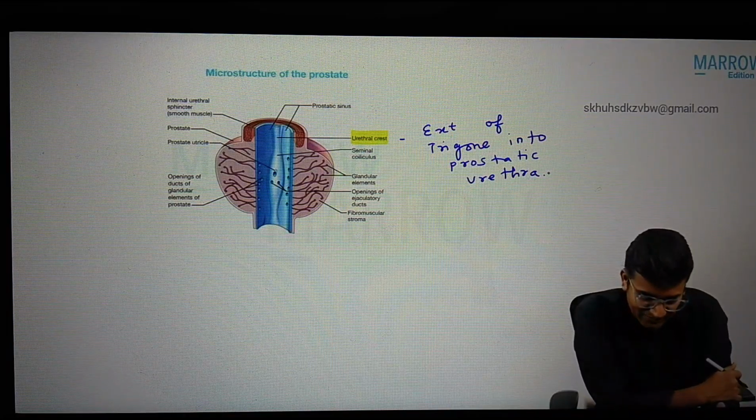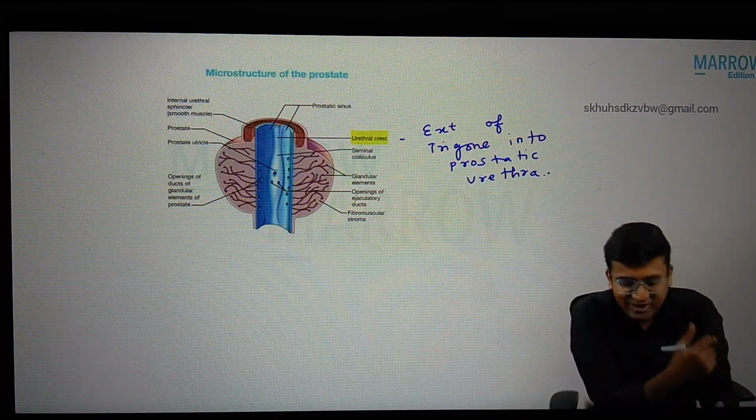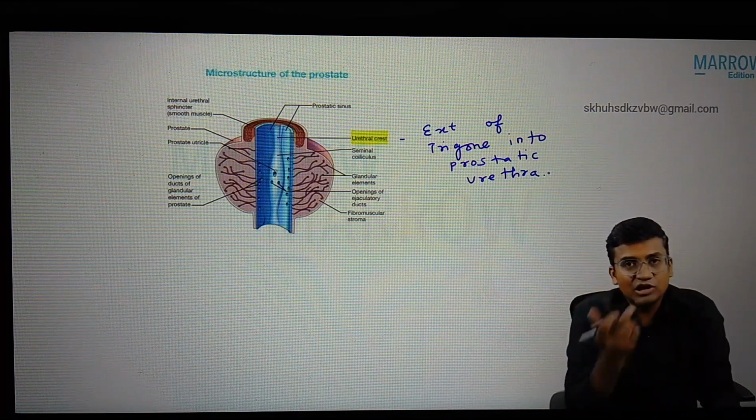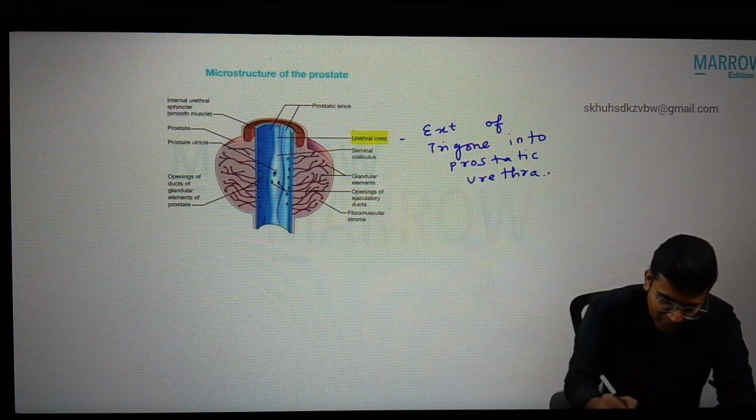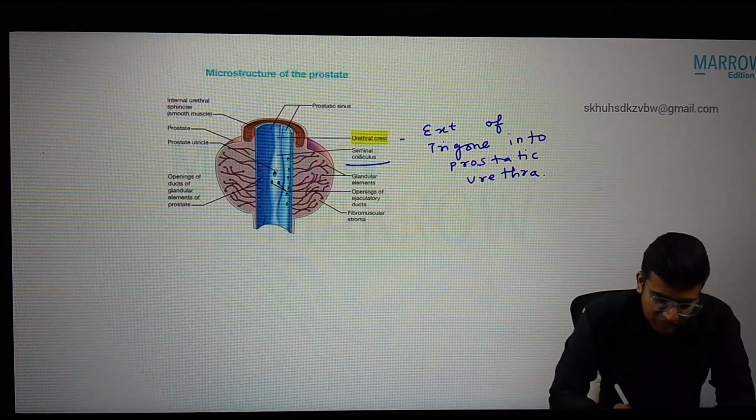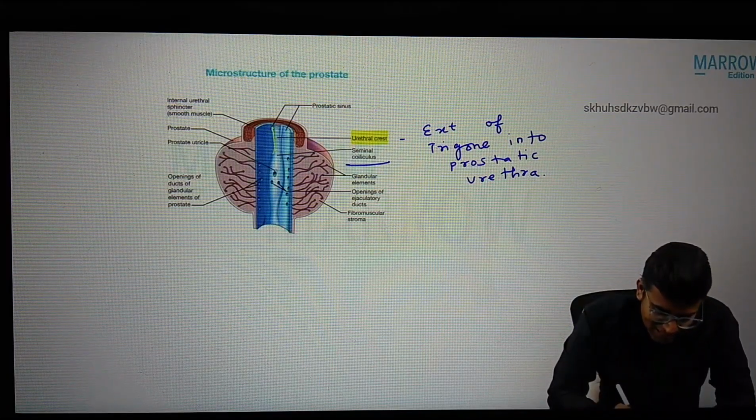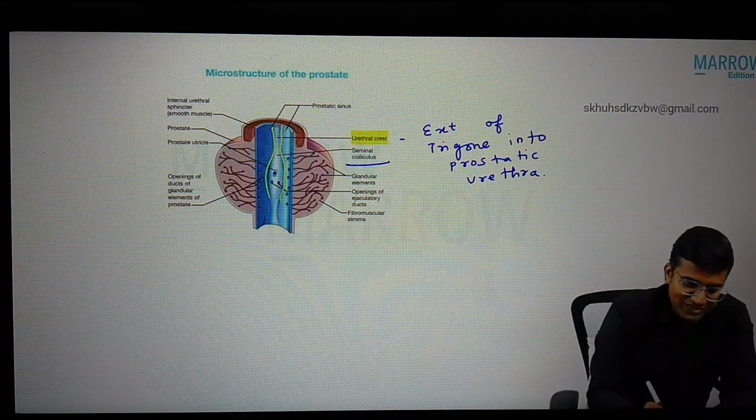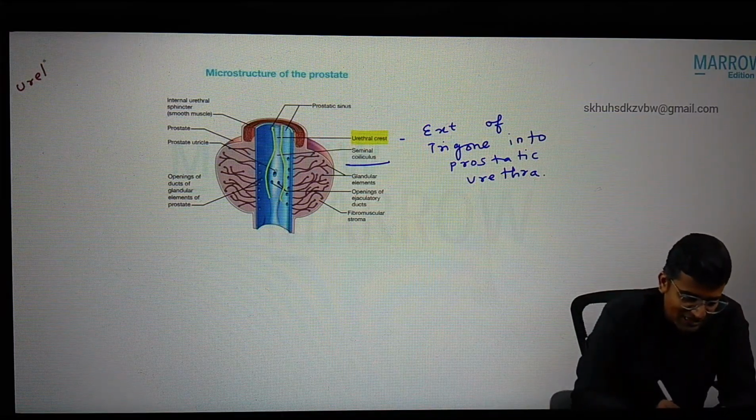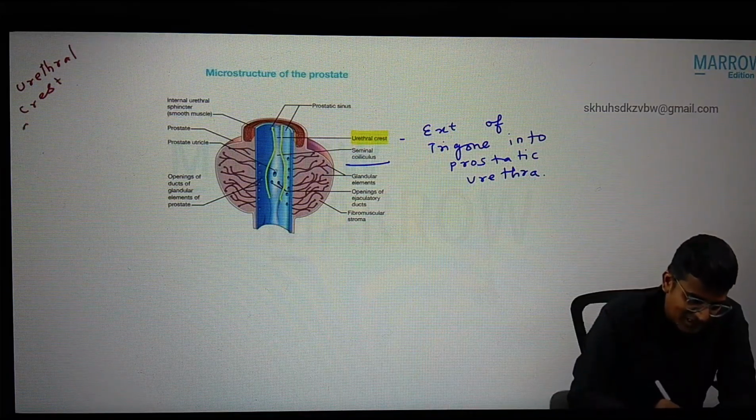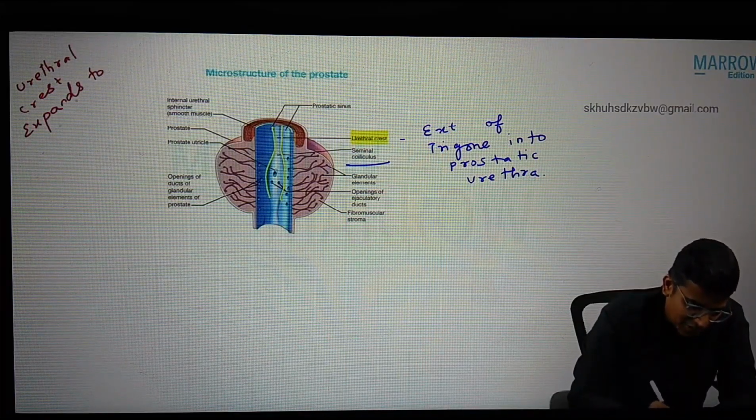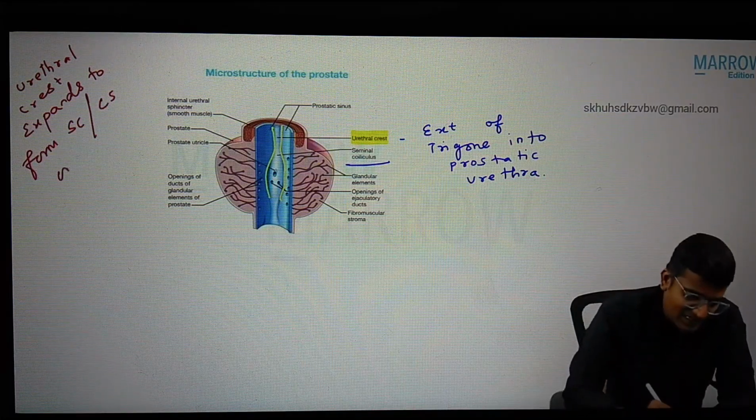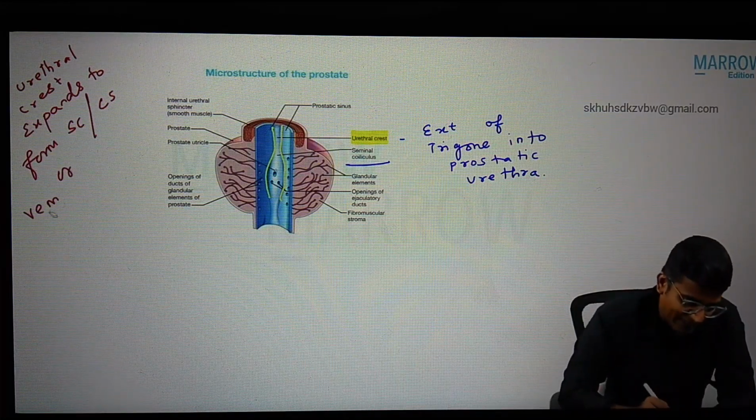Okay, right. Now this urethral crest expands and forms the colliculus seminalis, or seminal colliculus, or verumontanum. I'm talking about this structure. So the urethral crest expands to form the seminal colliculus, or colliculus seminalis, or verumontanum. Please write that down.